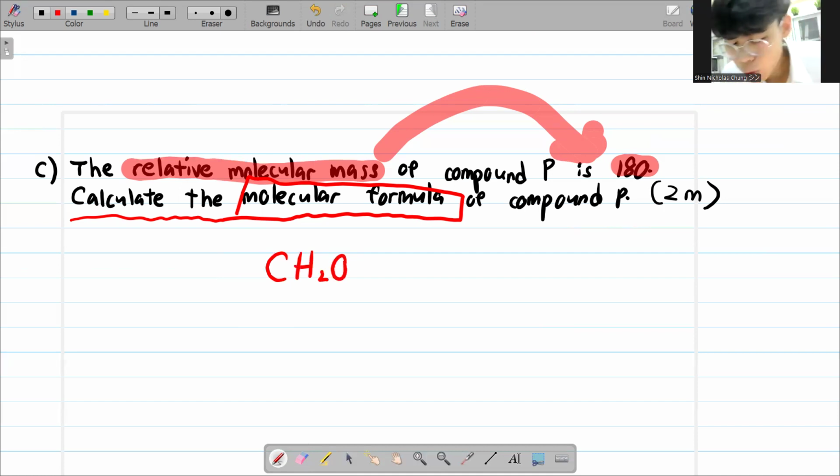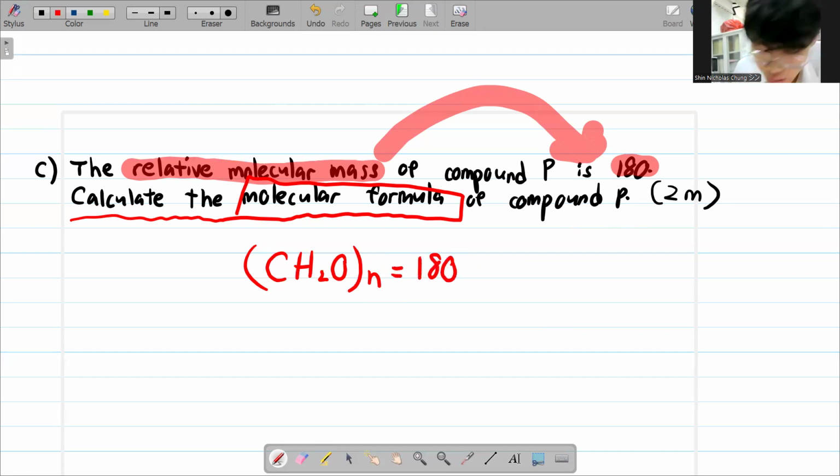What I want you to do right now is very simple. You put a bracket and then you put an N outside here. And then you put an equal sign and then you put 180, your relative molecular mass. And for your information, relative molecular mass doesn't have a unit. So please don't go and ask your teacher whether molecular mass is in terms of gram or kg, no such thing. Relative molecular mass, relative isotopic mass, relative whatever mass, there's no unit.